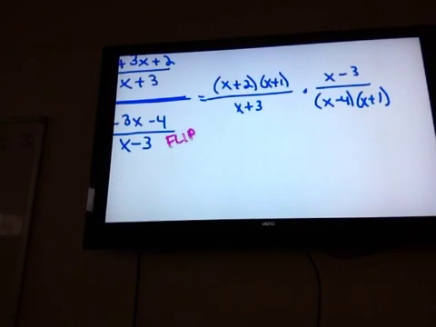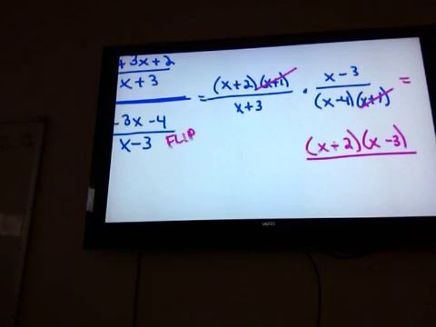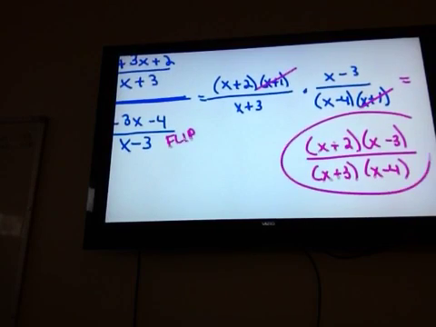And then I'm going to cancel. Only one little thing to cancel here, my x plus 1s. X plus 3, x minus 3, not inverses. So everything left, put together, not multiplied out though, is my answer.